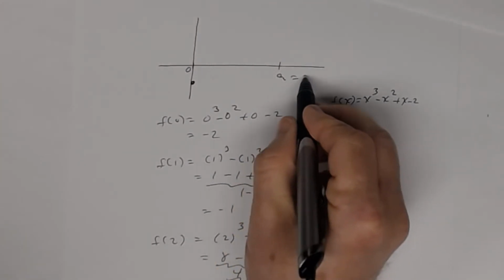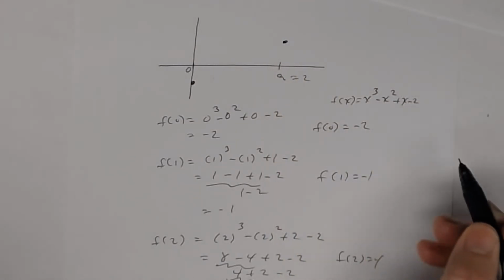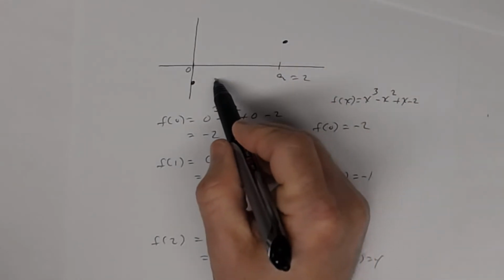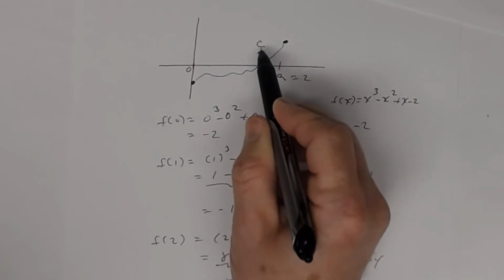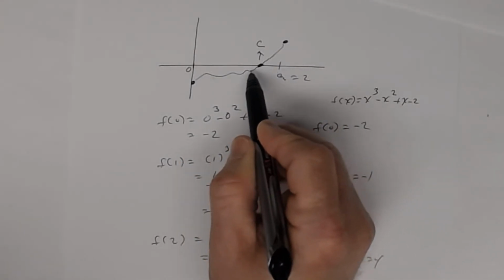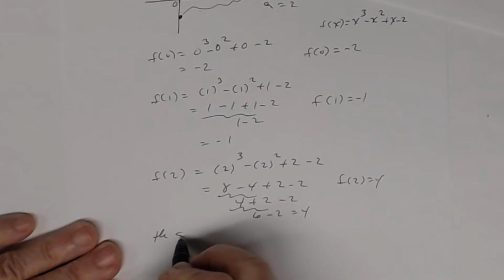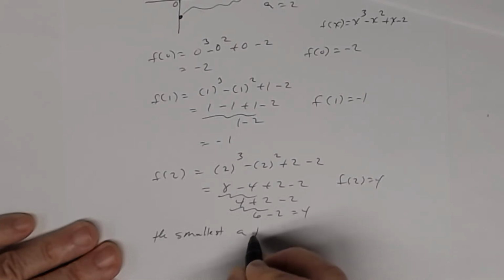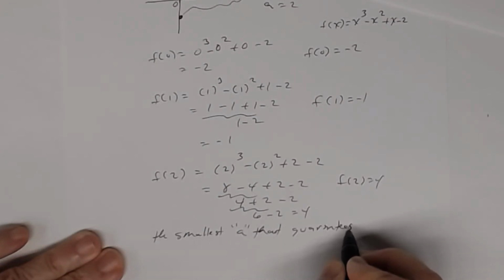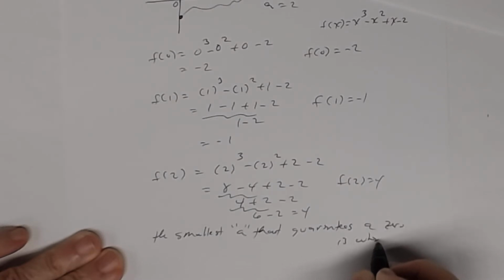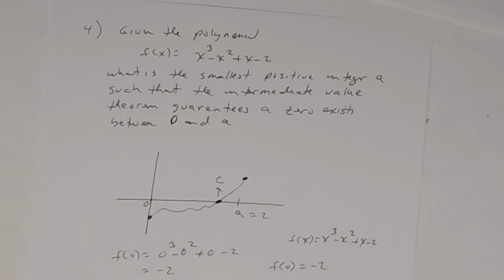So what that means is that a must equal 2, and that's the smallest. When a is 2, that's the smallest integer where you can get a positive value. And so therefore, whatever the graph looks like, you'll get a 0. There'll be some number c in that interval from 0 to a where the graph is going to cross the x-axis. So the answer is 2. The smallest a that guarantees a 0 is when a equals 2. Okay? All right, so that was that example. All right, so that's number 4.